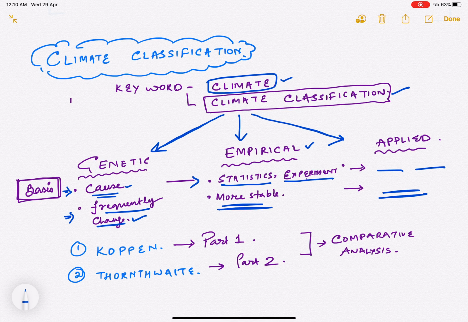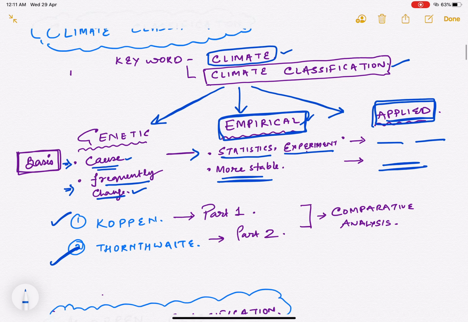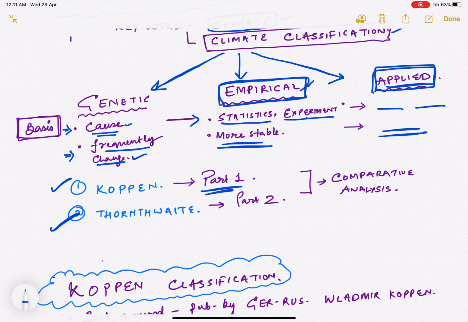Now remember that Koppen's classification is nothing but an empirical classification, and Thornthwaite's classification is nothing but your applied classification. Remember this. We're dividing the topic into two parts, part 1 and part 2, and in the first video itself we'll be discussing Koppen's.